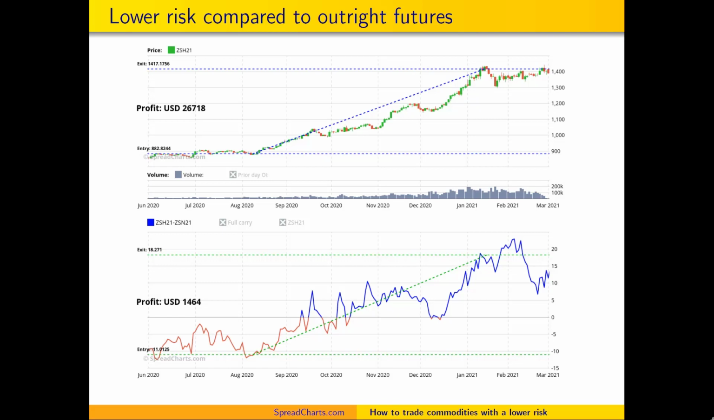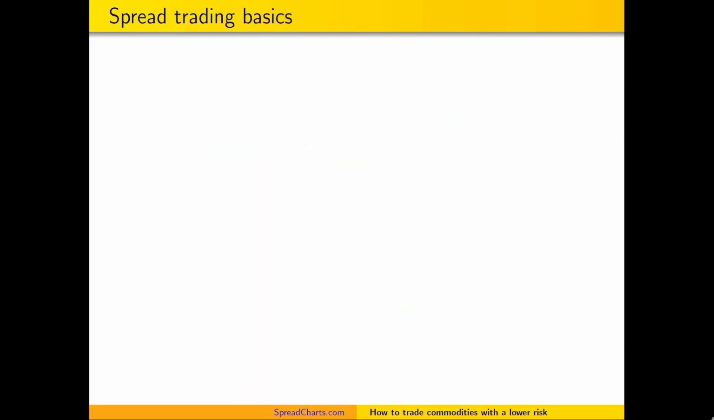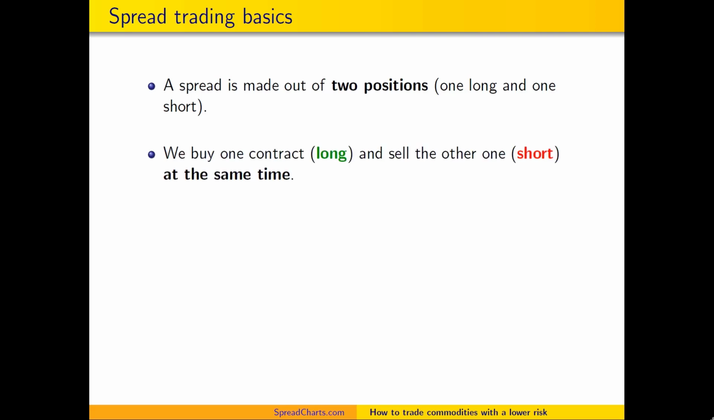Let's summarize the basics of spread trading. A spread is made out of two positions. Of course, there are also multi-leg spreads of 3 or 4 contracts, but they are not as common. Those two positions run against each other as we always buy one contract and sell another simultaneously. We speculate on changes in the price difference between those contracts. In other words, we do not care about the prices of individual contracts.